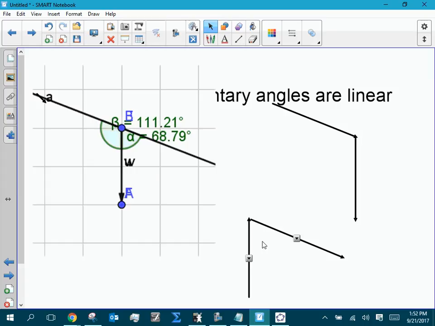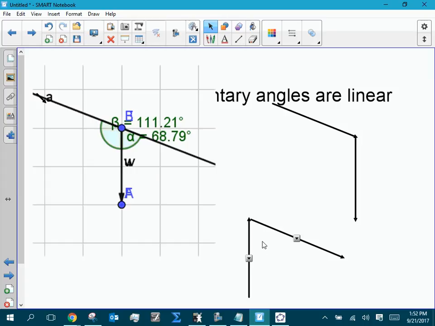So are they still supplementary? Yes. But are they a linear pair? No, they're not. They're not stuck together. They're not adjacent to be a linear pair. They have to be adjacent to be a linear pair. They can still be supplementary. Is that all right, everybody? But once they're adjacent, they become a linear pair.